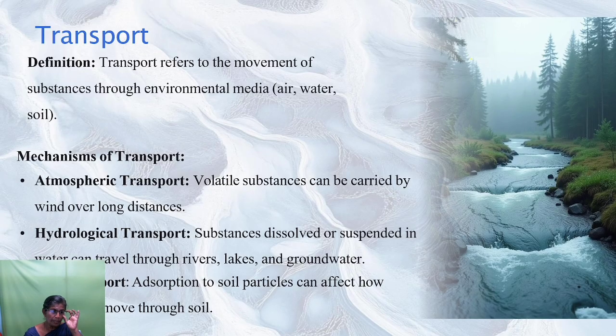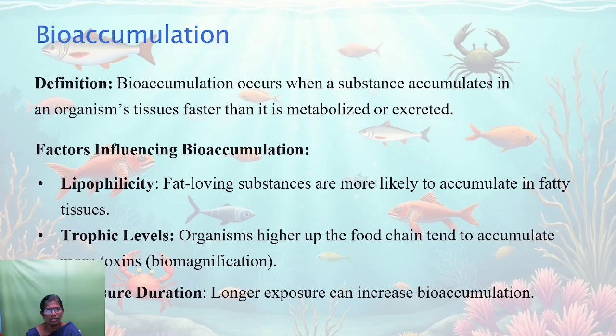the contaminant may adsorb to soil particles, which can affect the substances from moving from one place to another inside the soil. Another important term is bioaccumulation. The definition of bioaccumulation is, it occurs when a substance accumulates in the body tissues or cell tissues faster than it is metabolized or excreted. So it will remain in the body and it will cause some effects called biomagnification, that is increasing the concentration or effect inside the body tissues.